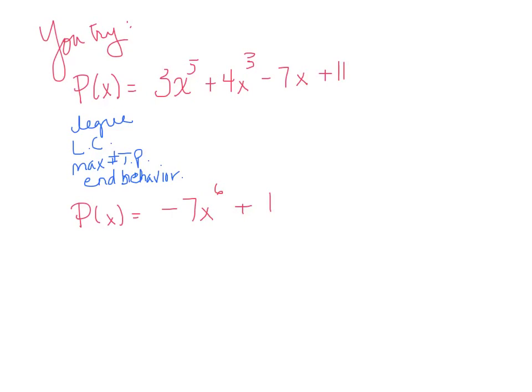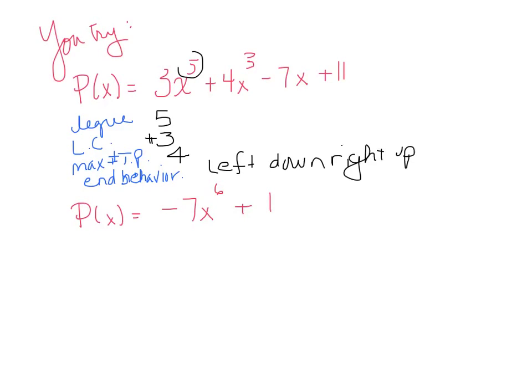When I go through this one, the degree is 5 because that's the highest exponent. The leading coefficient is a positive 3, and I'm being explicit to put the positive because I'll need that. The maximum number of turning points would be the degree minus 1, so that would be a 4. And then the end behavior, with an odd degree and a positive leading coefficient, is going to be left down, right up, just like any x cubed or any odd degree would be without a reflection.